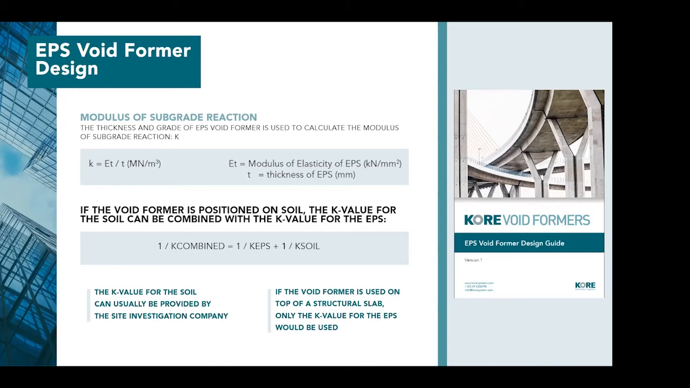It also would be conservative to only use the K value of the EPS void former on the soil, because the more the ground void former combination safely deforms under a point or line load, the more the screed is mobilized to support the applied load. So that would give us a greater capacity.